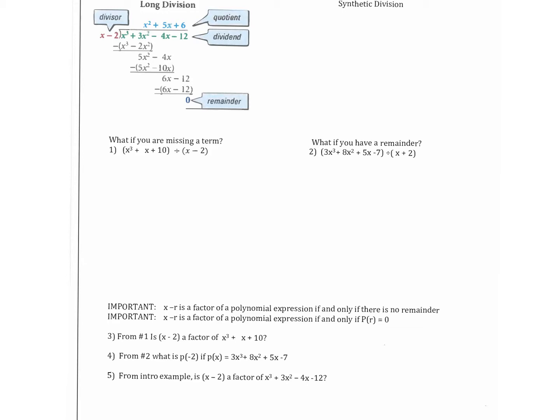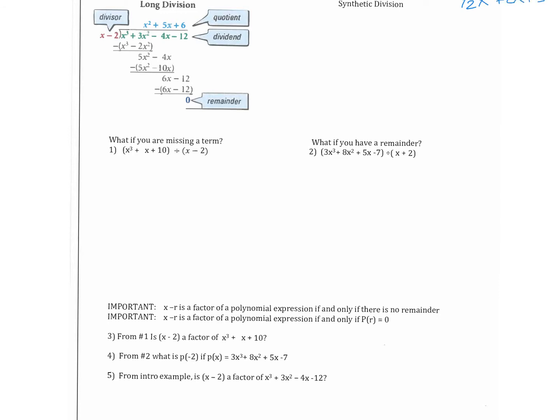Let's see what else. Our divisor also has to be linear, which means my x term has to be the first power. So something like 2x squared plus x wouldn't work for synthetic division as a divisor because I have an x squared there. And my coefficient, that is the number in front of my variable, has to be 1. So for example, I couldn't use 3x plus 1. I couldn't use 1/2 x squared plus 2x plus 3.